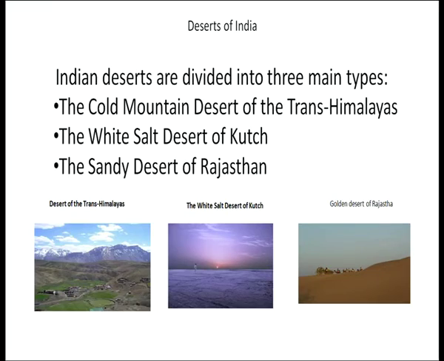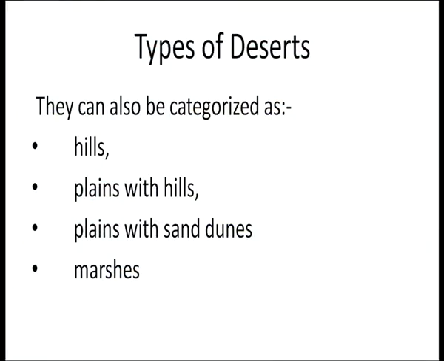Now we come to the next important biome of India, that is the deserts. The Indian deserts are divided into three main types: the cold mountain deserts of Trans-Himalayas, the white salt deserts of Kutch, and the sandy deserts of Rajasthan, as you can see in these pictures. These deserts can also be classified on the basis of their location. They are plains with hills, plains with sand dunes and the marshes.